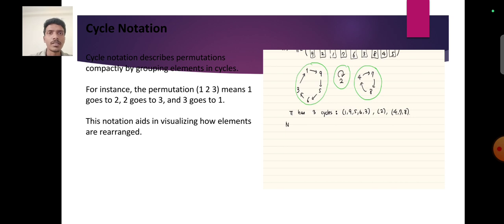Cycle notation. Cycle notation describes permutations compactly by grouping elements in cycles. For instance, the permutation (1 2 3) means 1 goes to 2, 2 goes to 3, 3 goes to 1. This notation aids in visualizing how elements are rearranged.